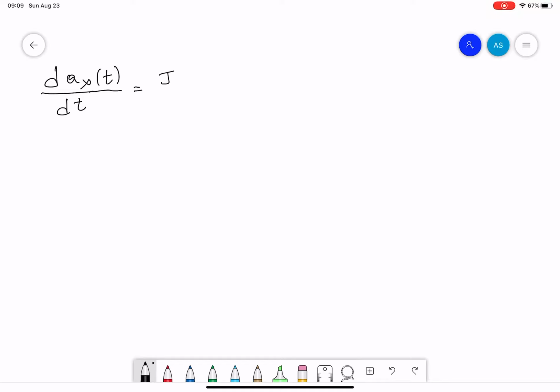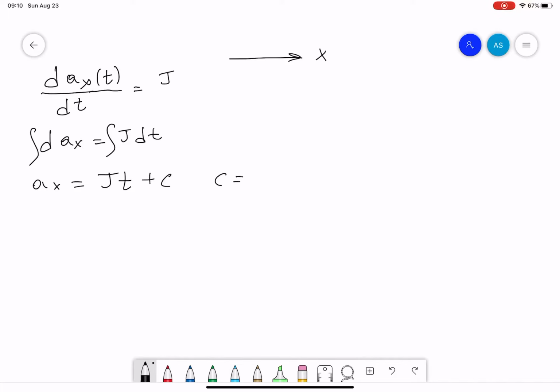Now we have to find what kind of expression we can get for ax, vx, and x. Everything is moving in the x direction. Let's rewrite this equation as dAx equals j dt. If we integrate both sides, we get ax equals jt plus a constant c. Since it's acceleration and we have an initial acceleration, ax is equal to jt plus ax initial.